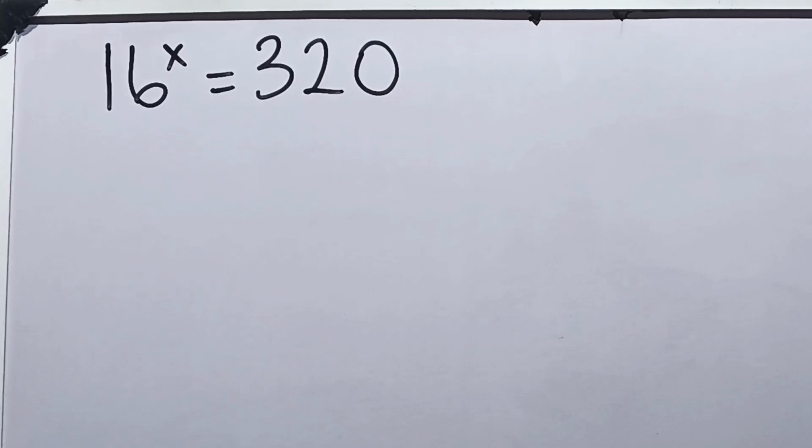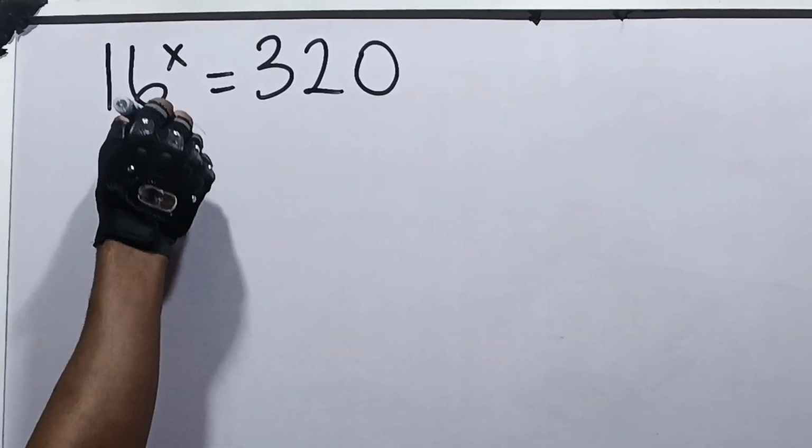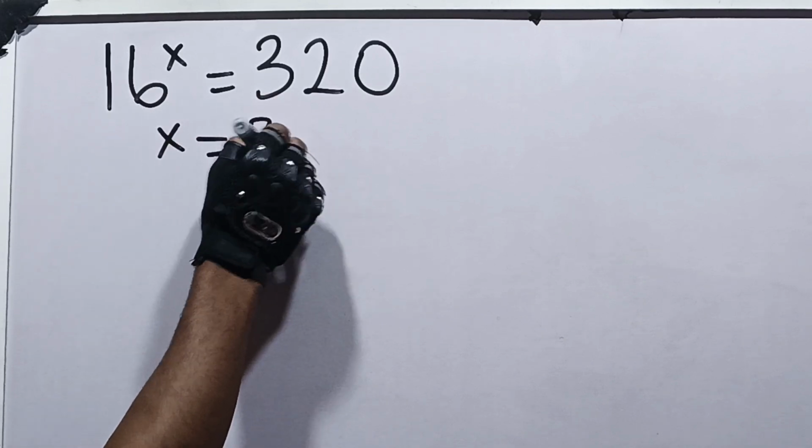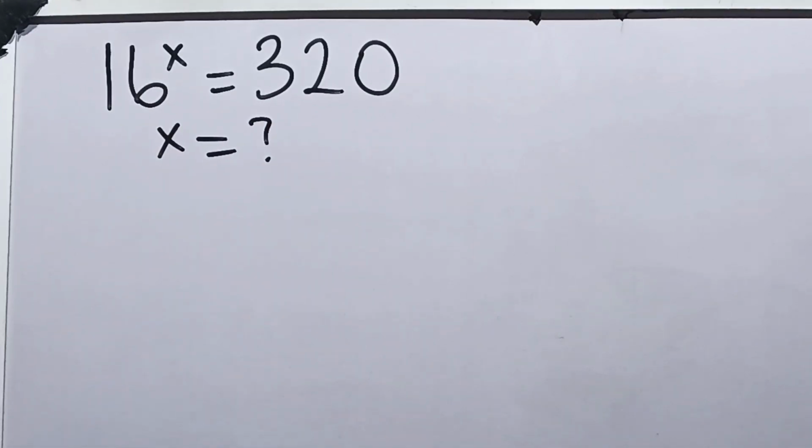Let's solve this together. It says 16 raised to the power x is equal to 320. We're required to solve for the value of x in this question. Now, first things first, we can write out the multiples of 16.